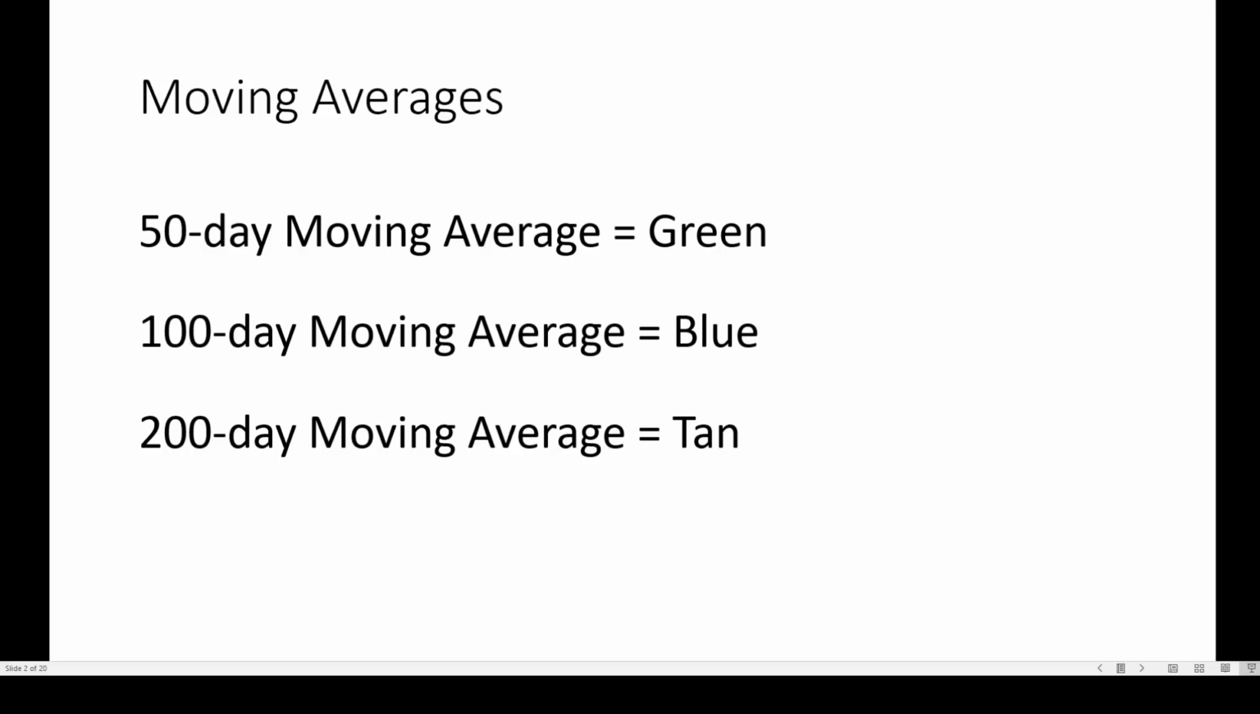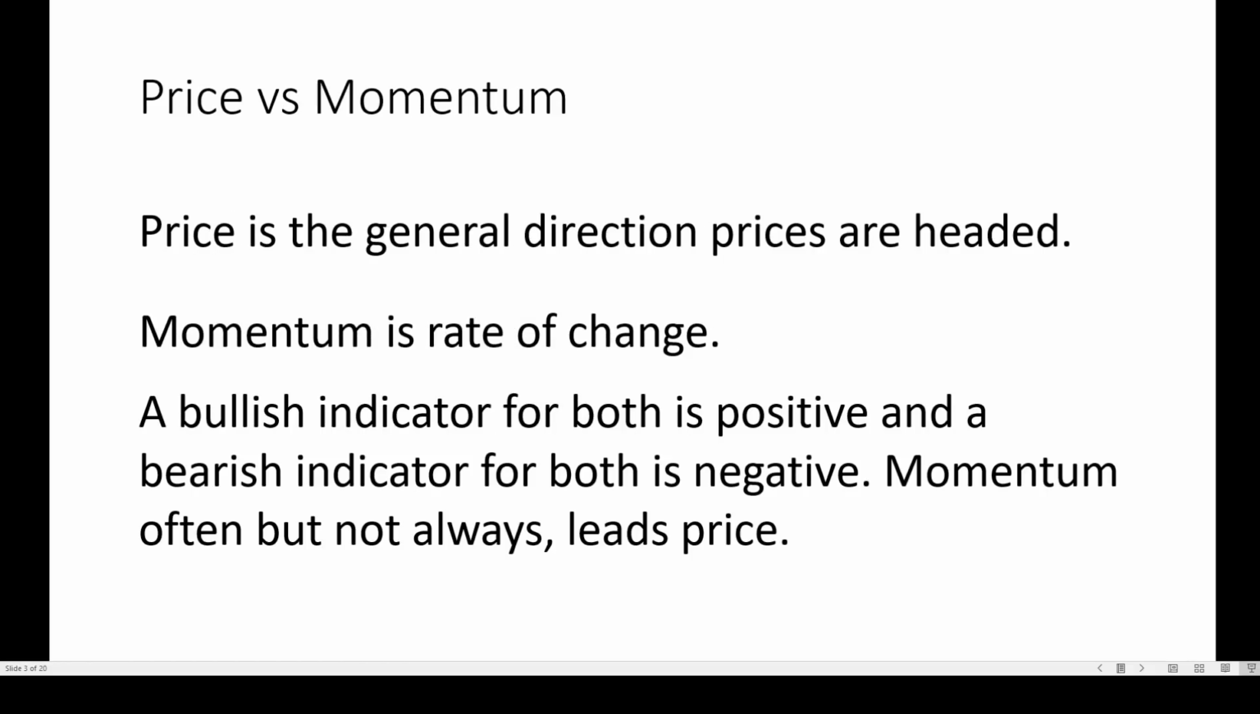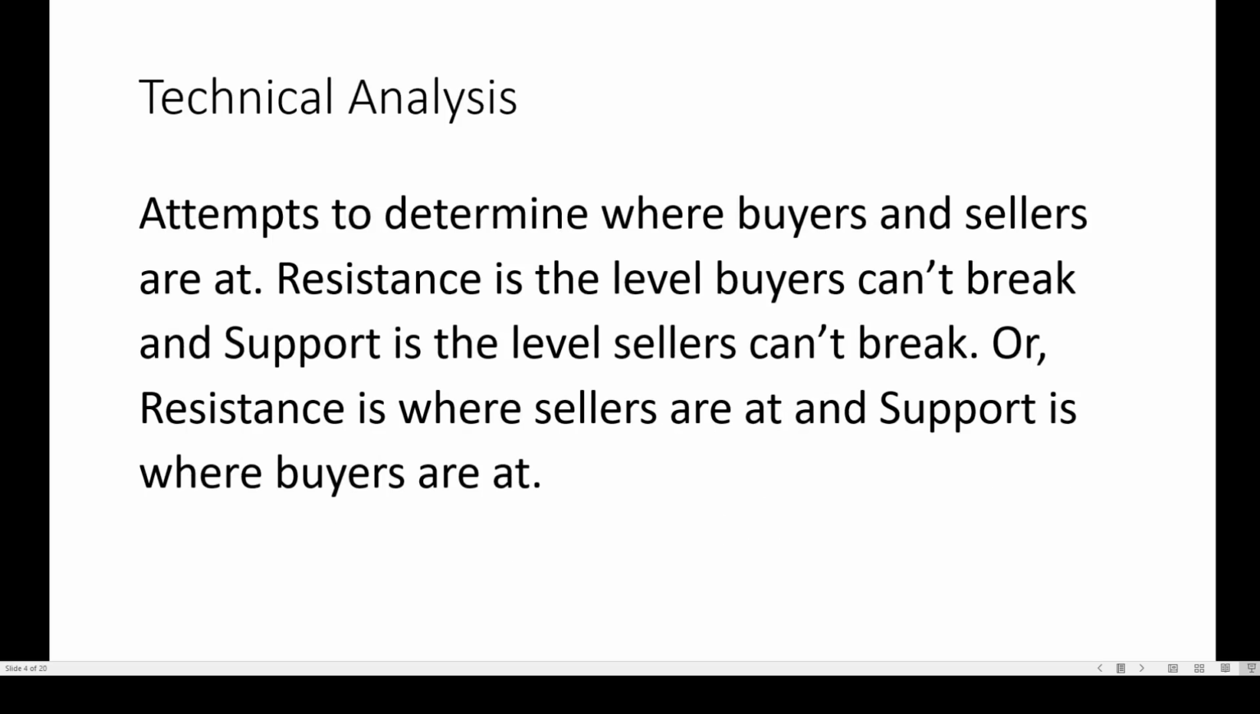Moving averages, colors on your screen: 50 days green, 100 days blue, and 200 days tan. Price versus momentum. Price is general direction. Momentum is a rate of change, a bullish indicator for both as positive and a bearish indicator for both as negative. Momentum often, but not always, leads price. Technical analysis attempts to determine where buyers and sellers are at. Resistance is levels buyers can't break, and support is levels sellers can't break. Or rather, resistance is where sellers are at, and support is where buyers are at.